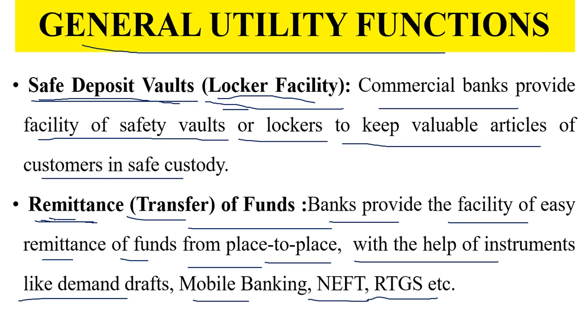So the bank is giving you the facility; the bank function is to transfer funds from one account to another account. There is another word for transfer, it is remittance. Remittance means transferring money from one place to another, or from one account to another account. So easily, the bank is providing you the facility of transferring funds, and you can transfer funds either by demand draft, by mobile banking, then by NEFT, RTGS, net banking, etc.